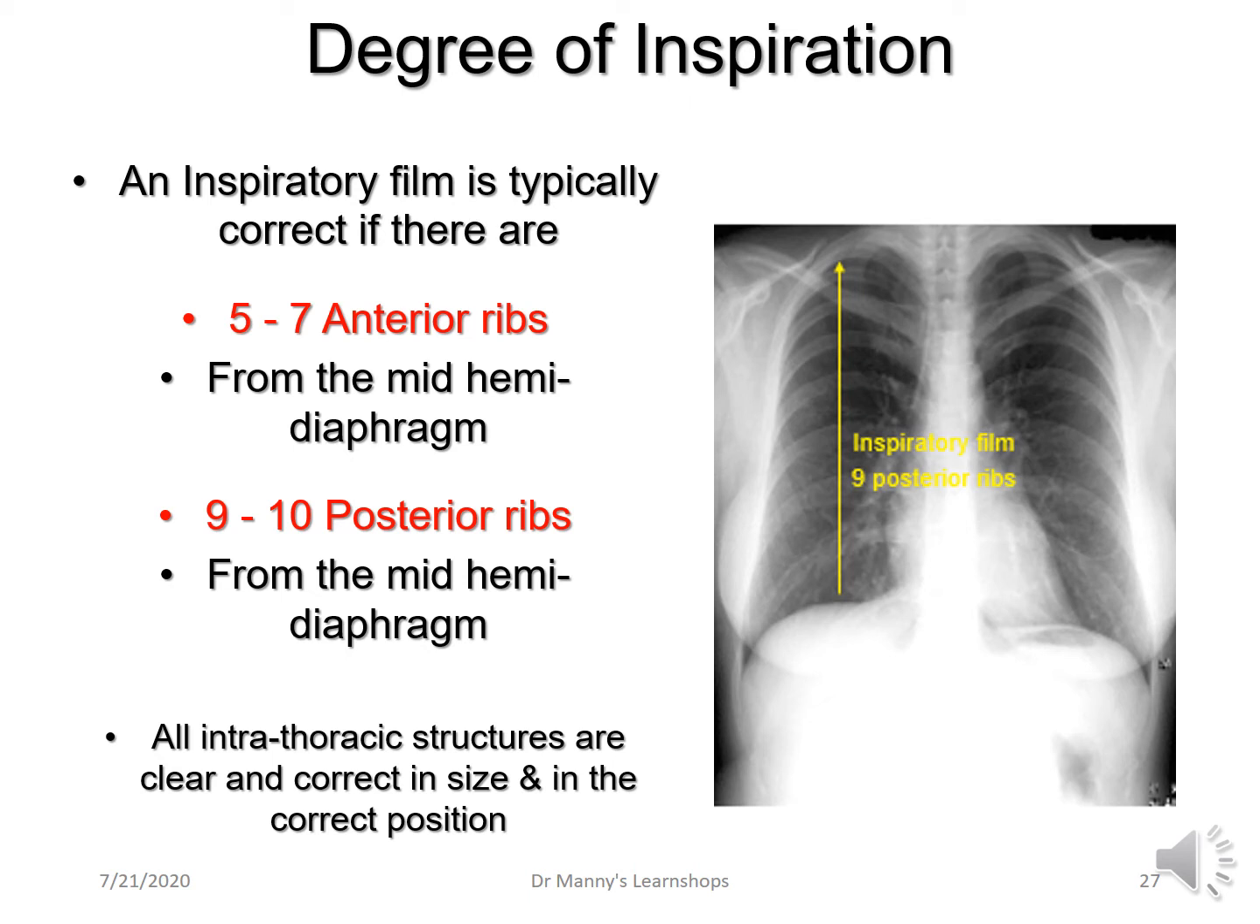This is an AP film. And an AP film typically shows you the posterior ribs. And there are 9 to 10 posterior ribs. If you count them, there are actually 9 posterior ribs. So this film has been taken during inspiration. And if you take the film during inspiration, all the intrathoracic structures should be clear and in the correct position and at the correct size.